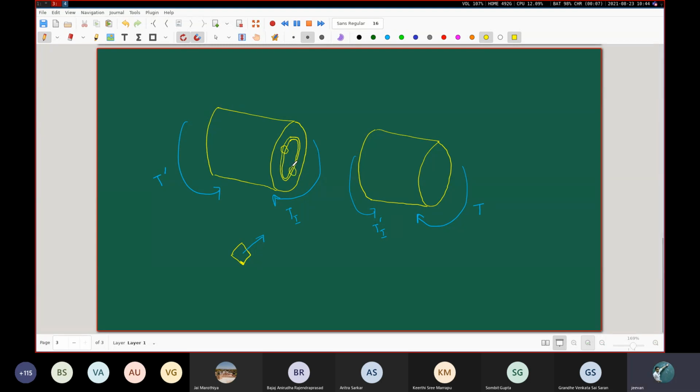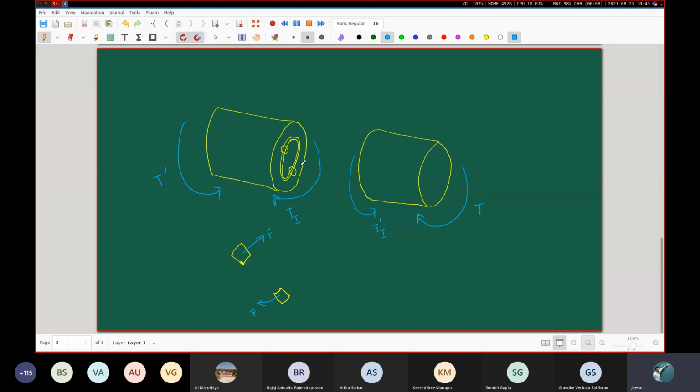Suppose you consider this region. You will have a little element which will again look like this. And there will be a force which will be like some small force. Now you see this force and this force that I've shown, I have given them the same magnitude.